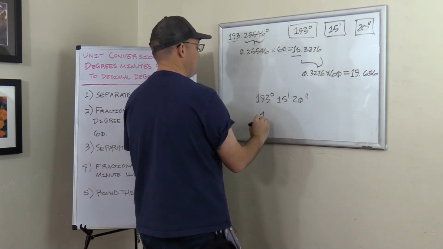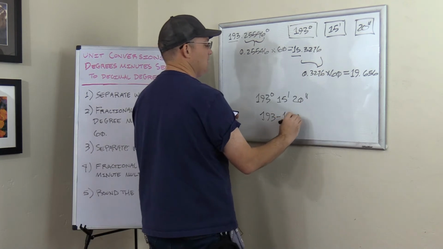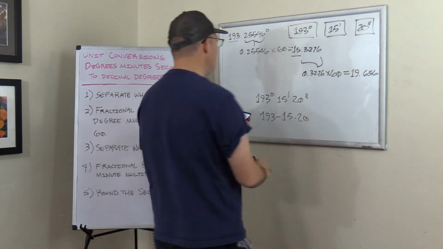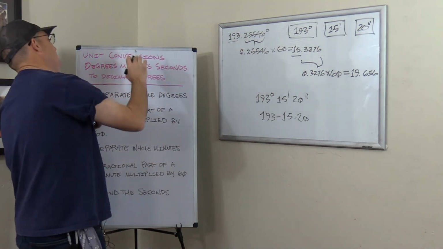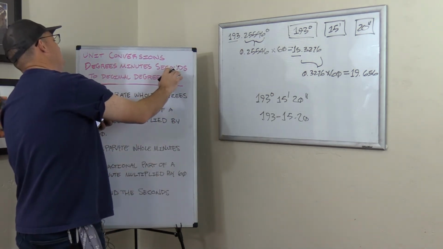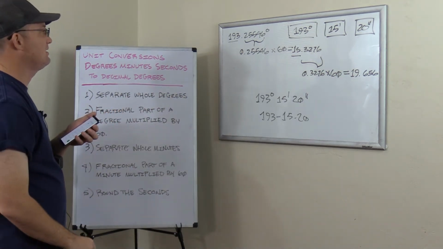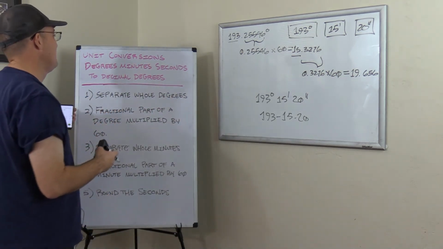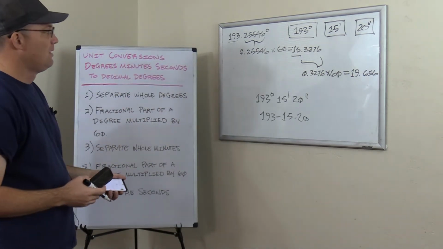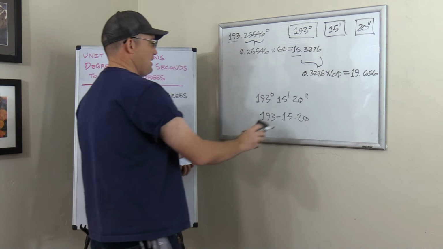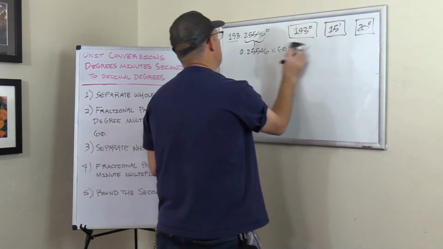Okay, or you could write it this way too. Sometimes I write it this way, 193-15-20. Okay, that is how you convert from decimal degrees to degrees, minutes, seconds. Okay, I actually did this one backwards. Sorry, we went decimal degrees to degrees, minutes, seconds. Okay, let's do one more example for you guys. Okay, and then we'll stop the video. We're going to do another video and go the other direction.